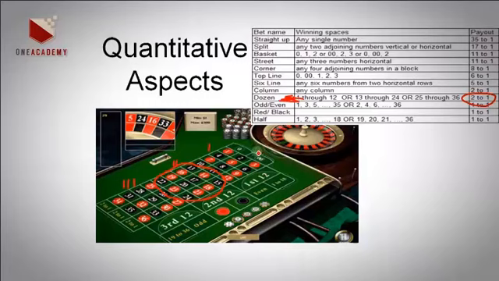Let's assume that we wish to bet on a single number, let's say number 35. How do we calculate the expected value of such a bet? We will have to start with outcomes. What are the possible outcomes? Outcome number 1 is winning. Outcome number 2 is losing.